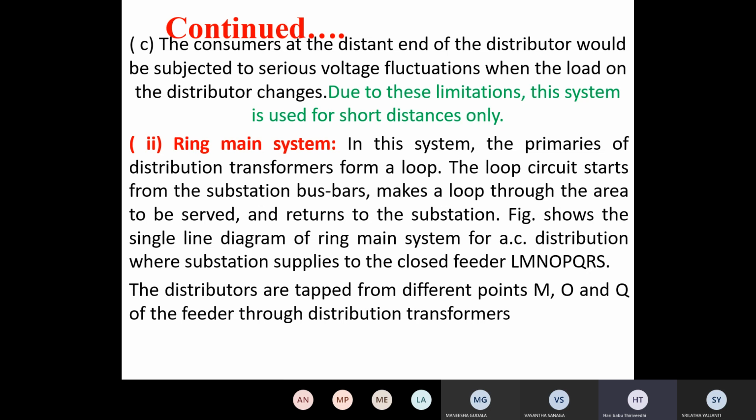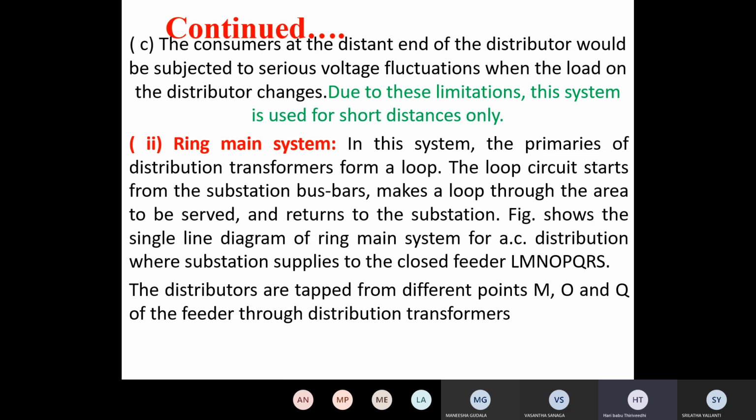The radial system is simply not a reliable one compared to ring main. Why? Because once supply shuts down, total supply will be shut down. If any fault occurs in the feeder, total supply will be shut down. So that is the main problem of our radial system. There is no continuity of power supply. Right? Now go for the ring main system.